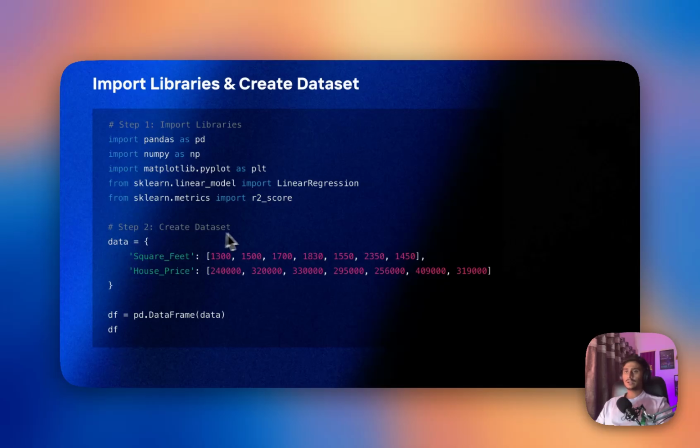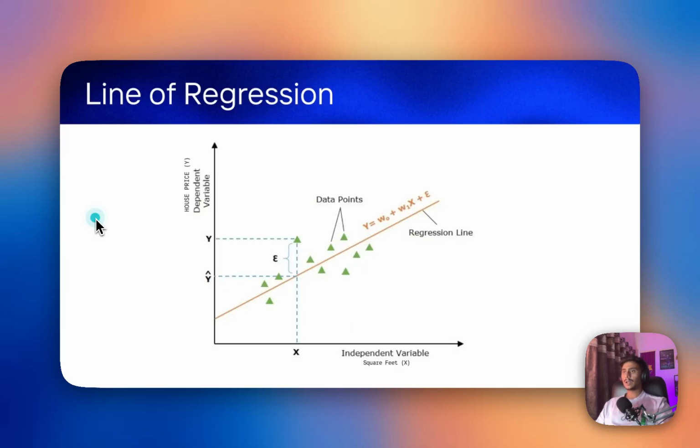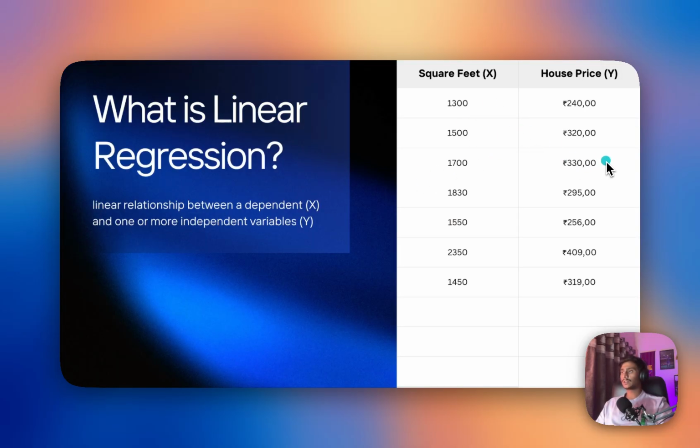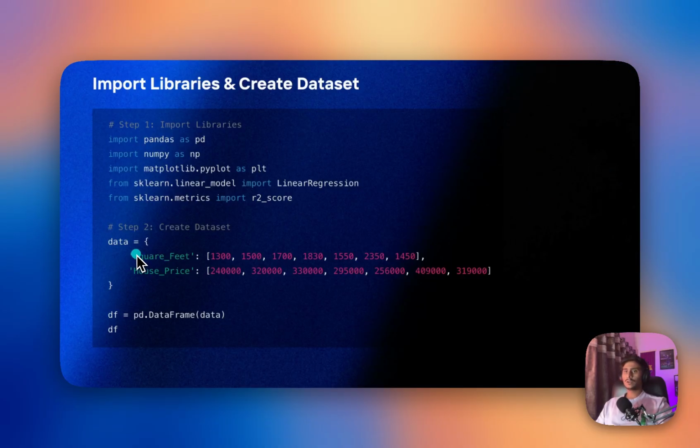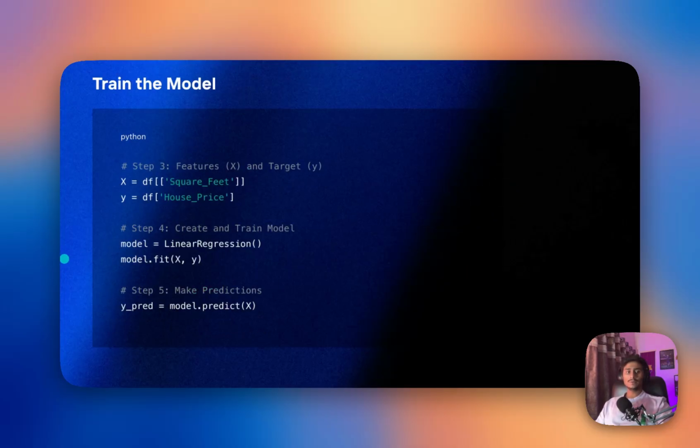Step 2, we have created data. As we've seen earlier, this is what we have taken as data. This is a sample data. So I've converted this data into a data set, and then I've converted the data into a data frame.